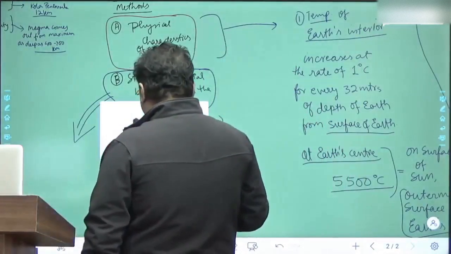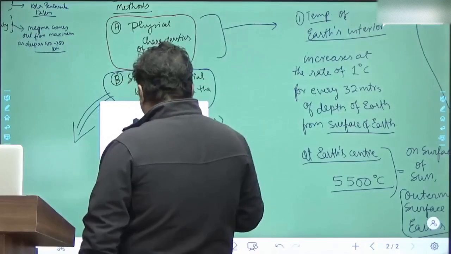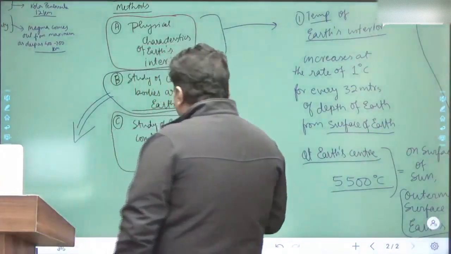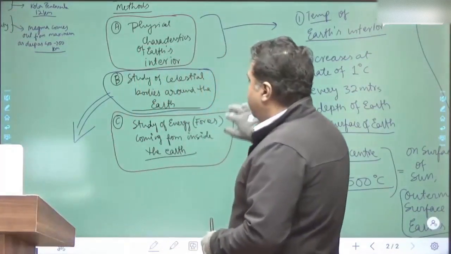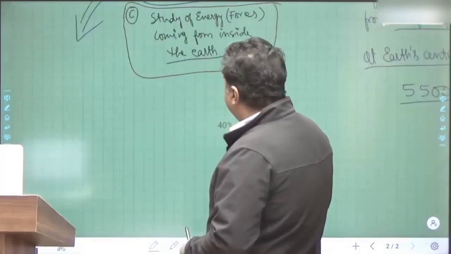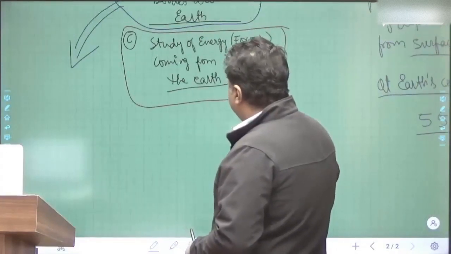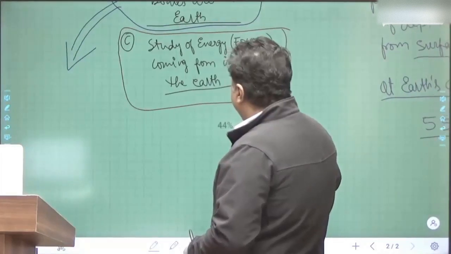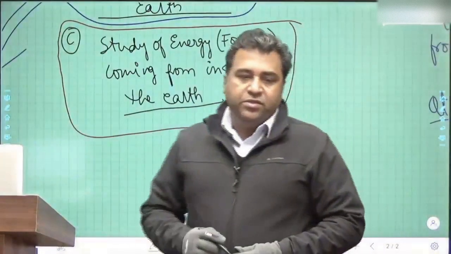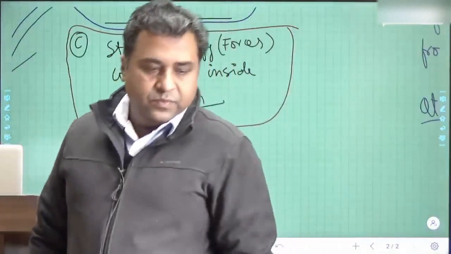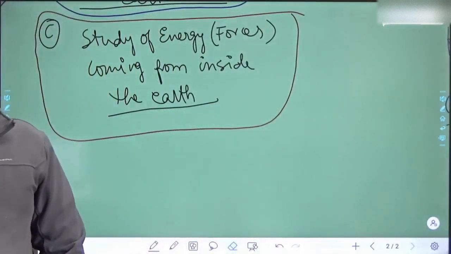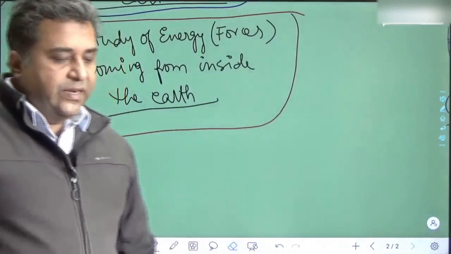Alright? Clear? Now, from the celestial bodies, then we come to the third. The third indirect method. Next paragraph. The third indirect method, which is the study of energy or forces coming from inside the Earth.